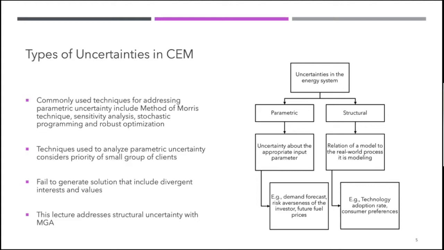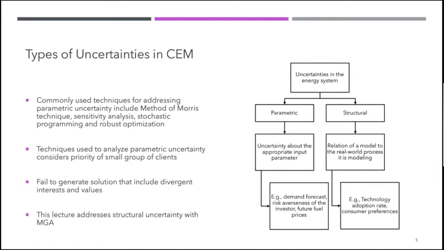But the downside of these formulations is that they kind of fail to consider many different divergent values or interests of the different actors in the electricity system, power system model in reality. So what we are going to do in this lecture is we are going to apply this modeling to generate alternatives technique. And we are going to understand how this technique can respond to the structural uncertainties in the model.